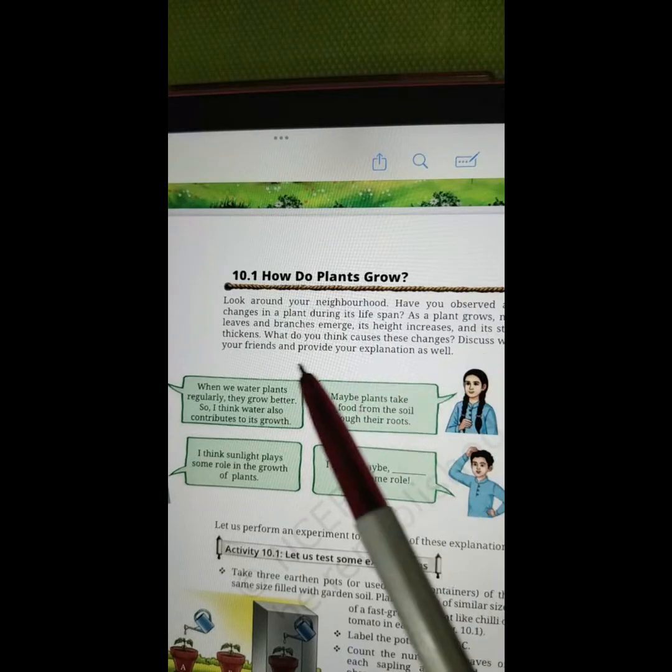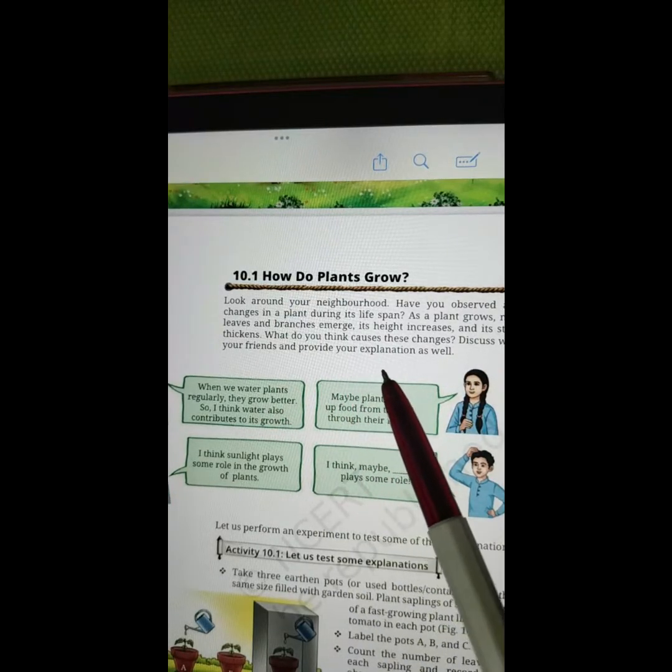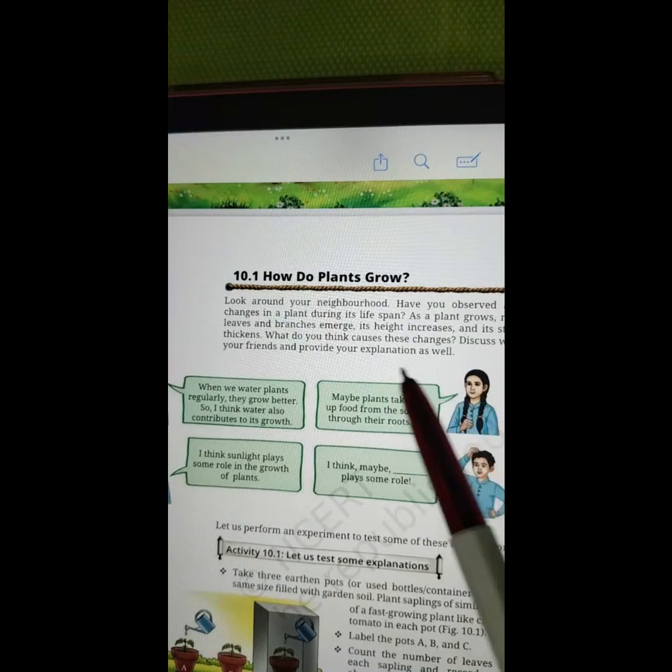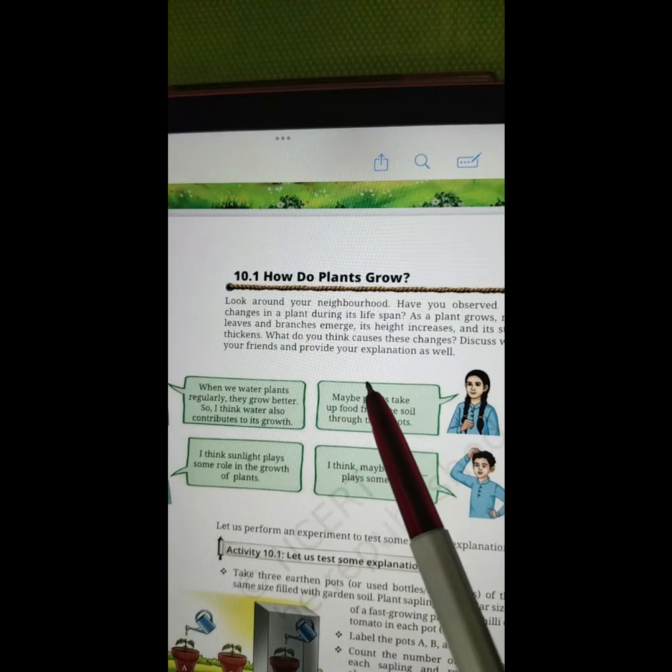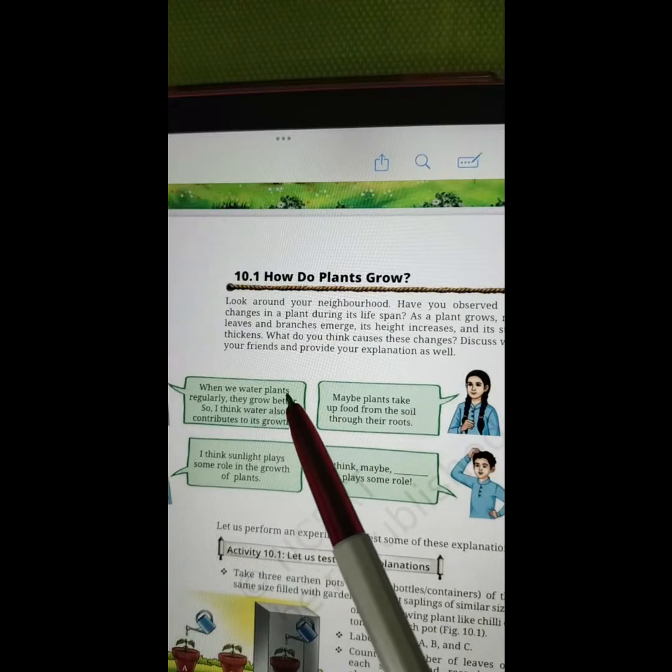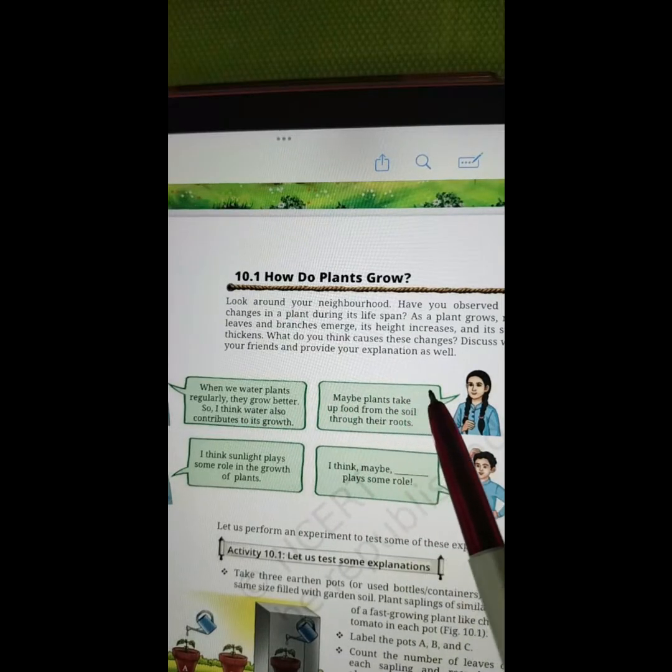As a plant grows, new leaves and branches emerge. Its height increases and its stem thickens. What do you think causes these changes? Discuss with your friends and provide your explanation as well.